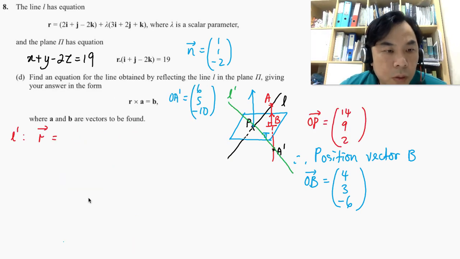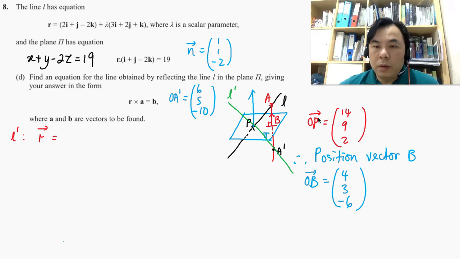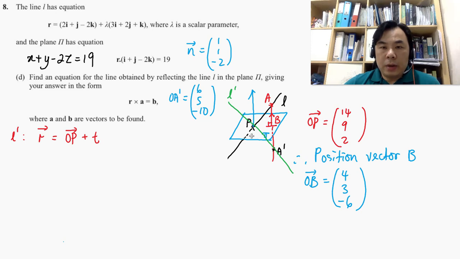All right, after checking back on the position vector of P, it is given as such, 14, 9, 2, right? So I'm going to use this as a position vector where this line L prime passes through. So that will be OP in this case. And then I might want to use a parameter t, for instance. And then in the direction A prime P, for instance.